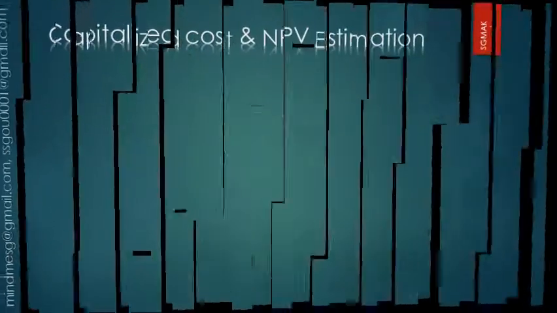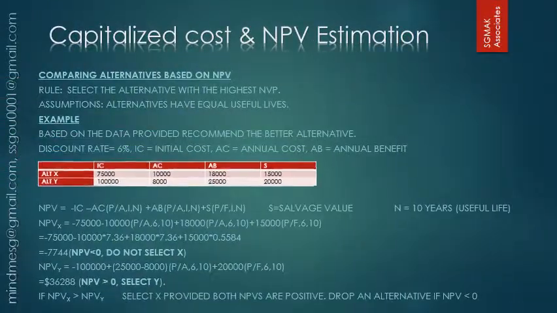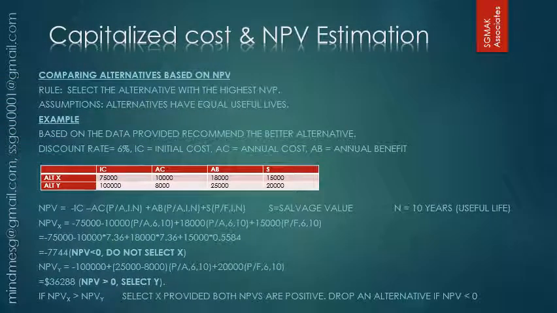The next problem, where you're comparing 2 alternatives. So when you compare two alternatives, they have equal useful life. So you'll be using net present value. Select the one that has a higher net present value, provided both are positive. You don't consider an alternative if the net present value is less than 0. It drops out from further consideration.